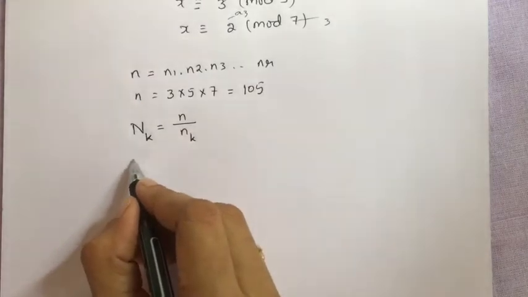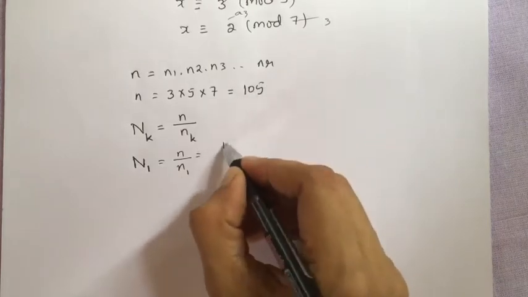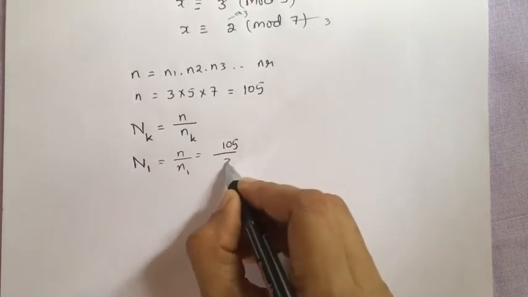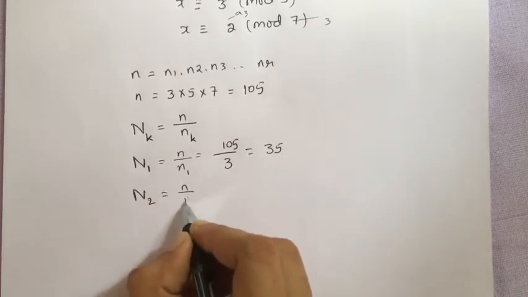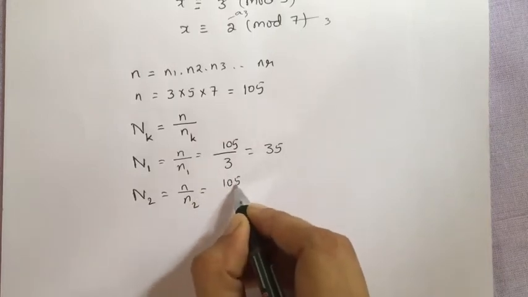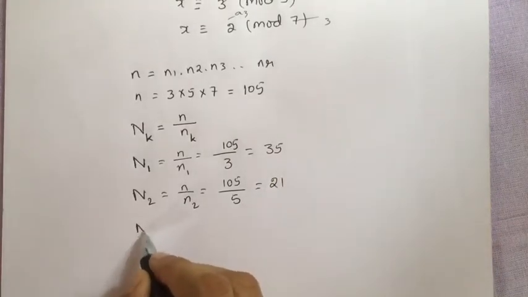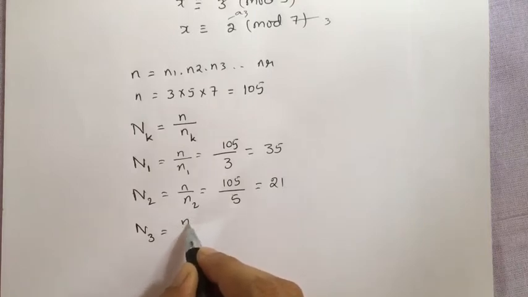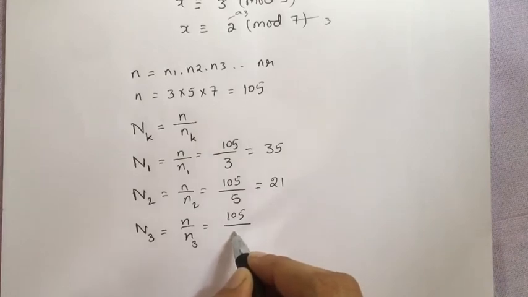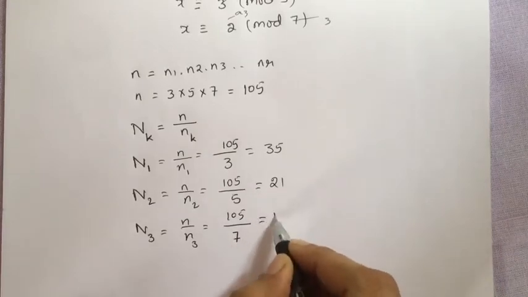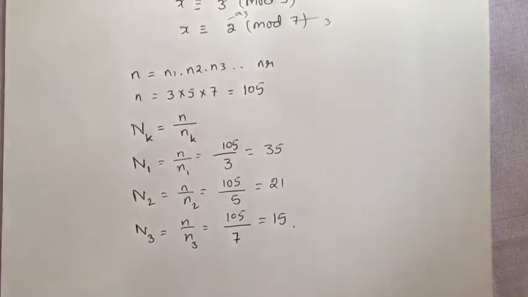Okay, so let us calculate first N1, that is n by n1. n is 105 divided by n1 which is 3, so it is 35. Then N2 is n by n2. Here it is 105 divided by n2 which is 5, so you're getting 21. N3 is n by n3, which is nothing but 105 divided by 7, so it is 15. Okay. You got N1, N2 and N3.